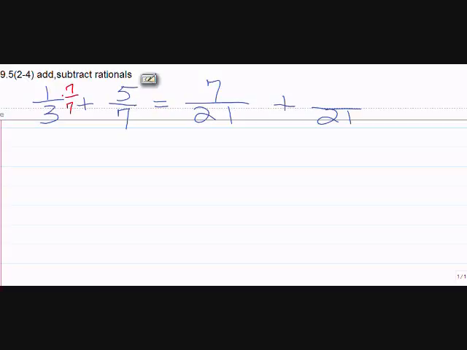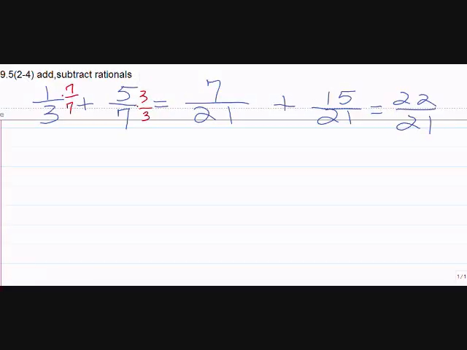For the 5/7, 7 times 3 is 21. So I got to multiply the 5 by the 3. So I take the 5/7 multiplied by 3/3 and get 15/21. Making my answer, now that I have a common denominator, just add the numerators, 7 plus 15, that's 22/21.